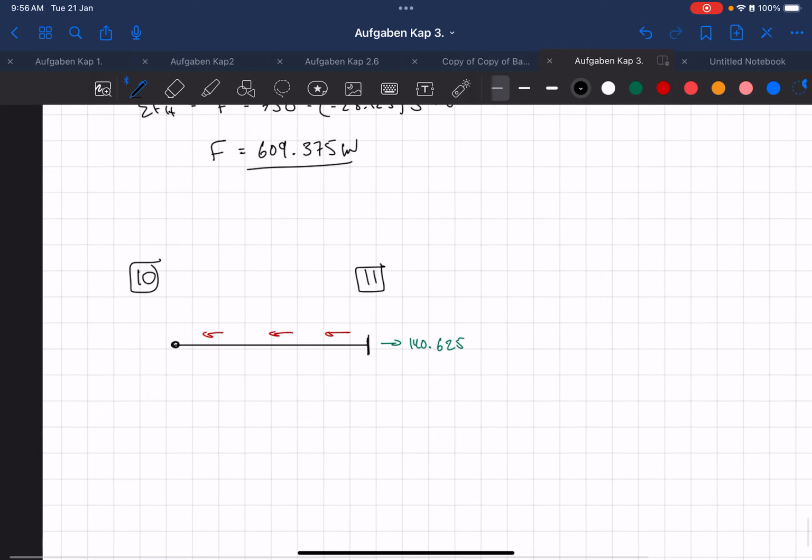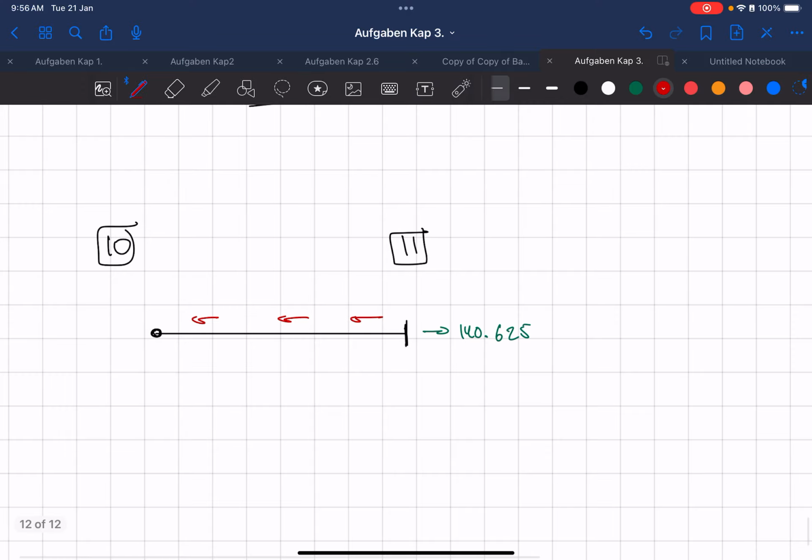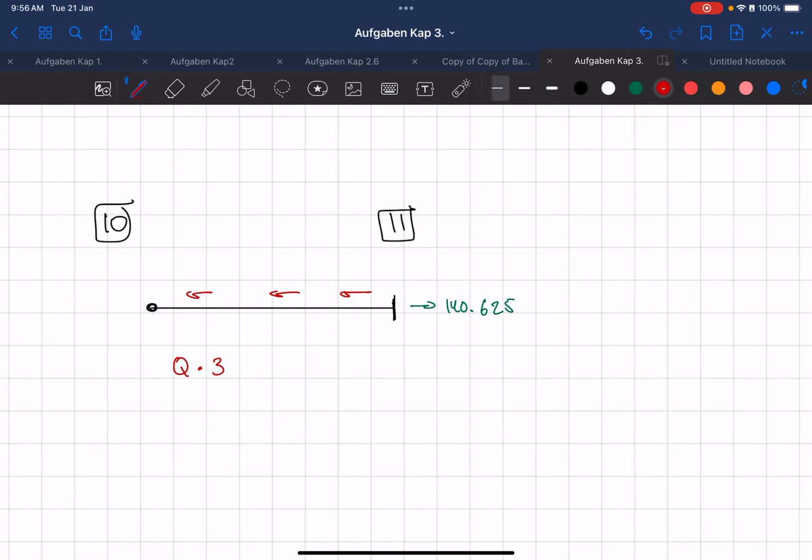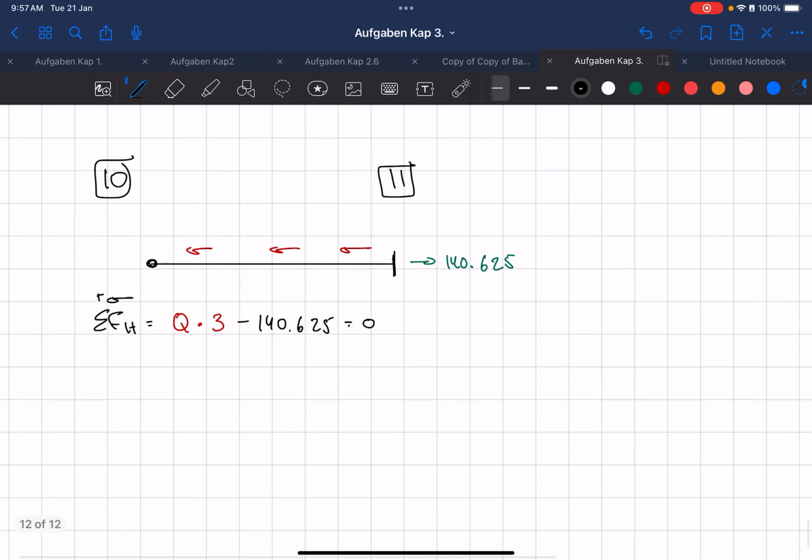And I know I want to get 0, so it should be q times the distance, which is 3. So sum of all FH positive equals q times 3 minus 140.625 equals 0. 3q minus 140.625, q equals 46.875 kilonewton per meter.